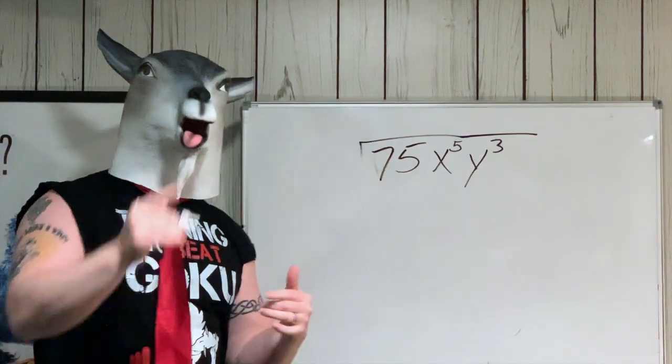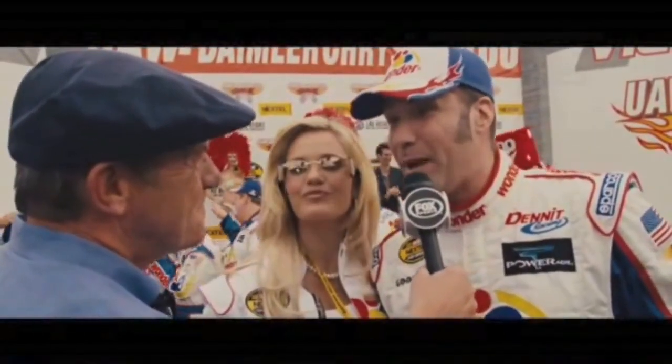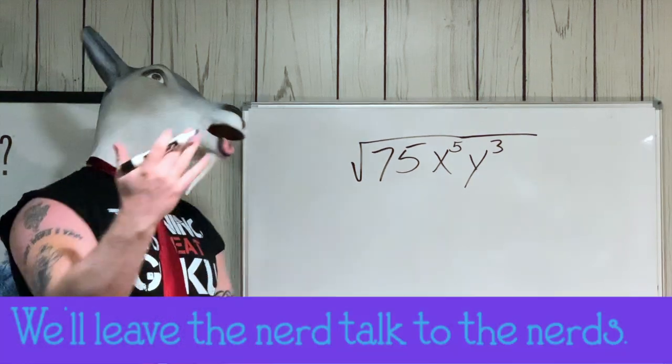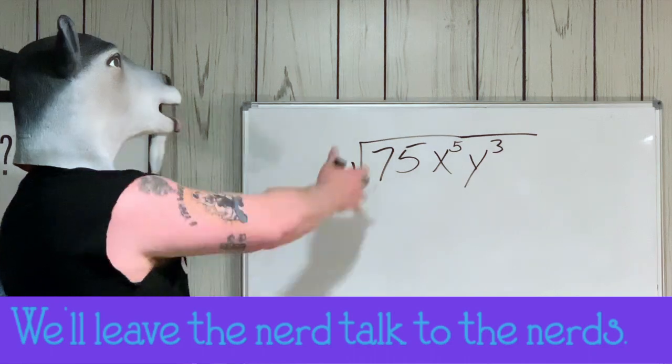All right? All right, so let's take a look at our first one. If you ain't first, you're last. We got the square root of 75, x to the 5th, y to the 3rd, y cubed, whatever you want to call it. I don't even care, right? We're going to get through this real quick.